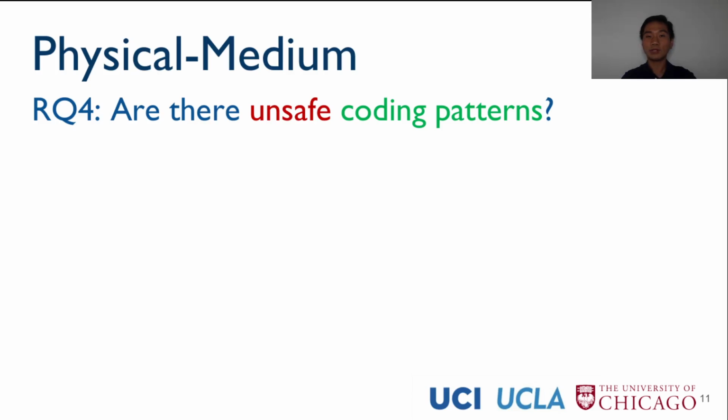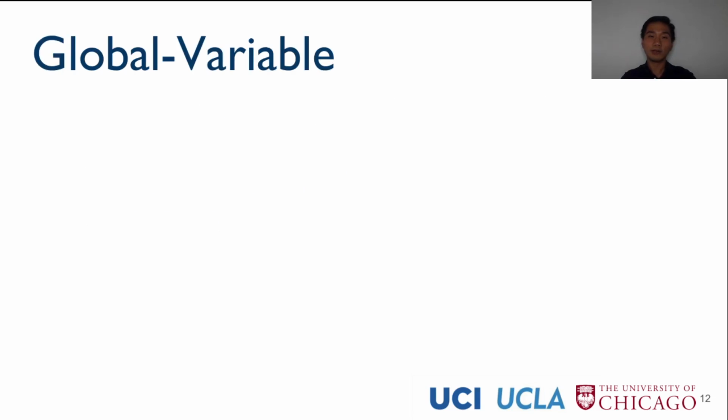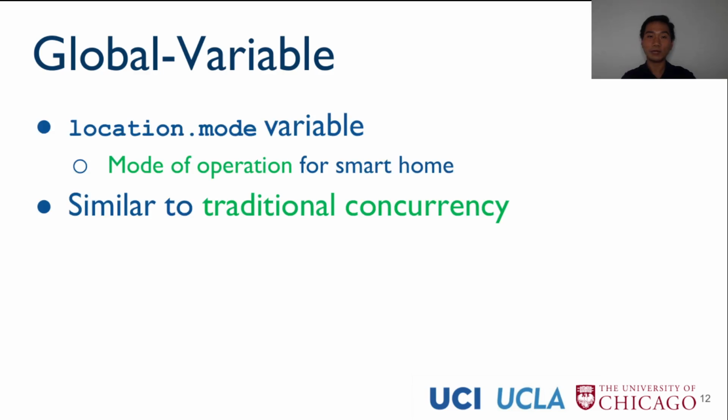For the physical medium group, we do not find any unsafe coding patterns since we consider it a physical proximity problem, namely the proximity between the actuator of the first app and the sensor of the second app. For the global variable group, we found app pairs that interact when they perform read and write operations on the location mode variable that determines the mode of operation of a smart home.